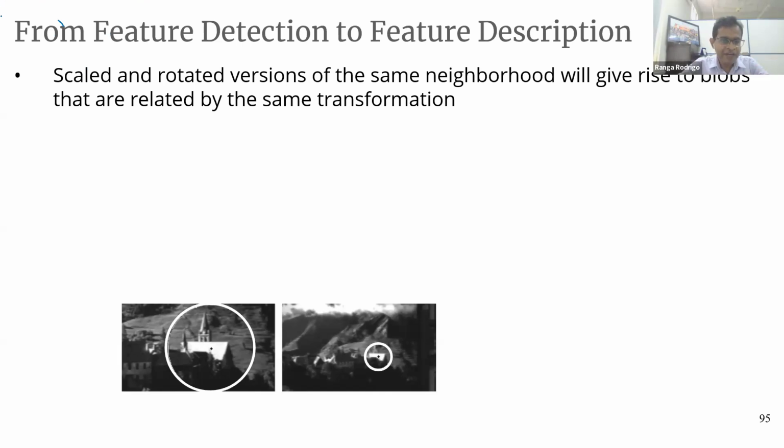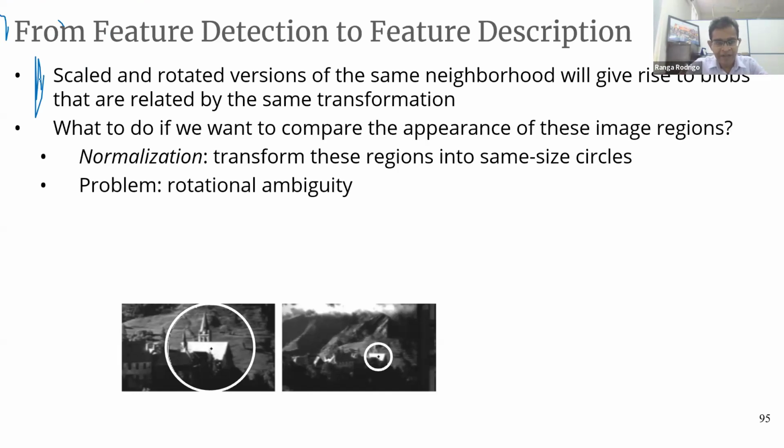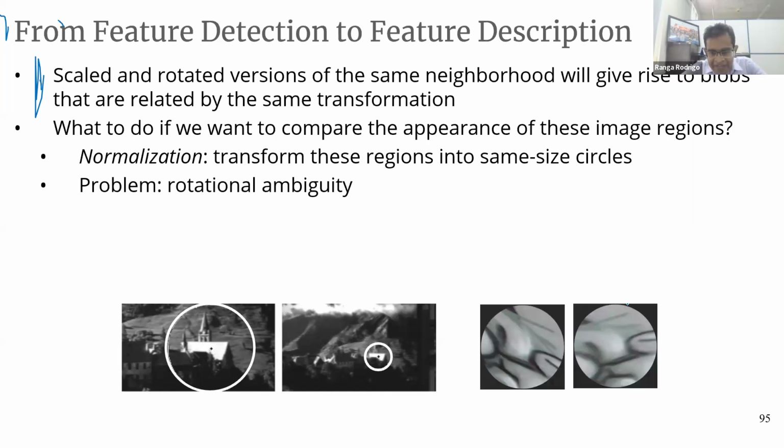Scale and rotated versions of the same neighborhood will give rise to blobs that are related by the same transformation. That's fine. What to do if you want to compare the appearance of these image regions? Normalization: transform the regions into same size circles. The problem is the rotation ambiguity. So if we take two blobs, now you have put them in the same scale, but you can see the edges in this one are like that, and in this one are like this. So there's obviously a rotation problem here.